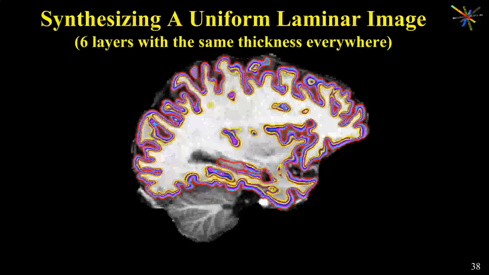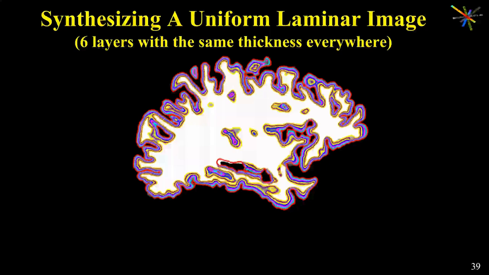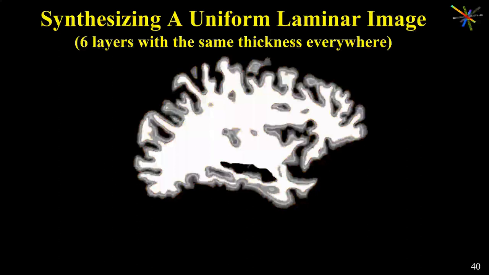Think six cortical layers, but they're not really six cortical layers. Then we tossed the MRI data. We don't care about the MRI data anymore. We filled the interior of every compartment with the same intensity. So this is what it looks like. This is a volume that has no boundaries. Every layer has exactly the same intensity everywhere in space. It has infinite CNR. There's no noise in this data. So it's the perfect data set.